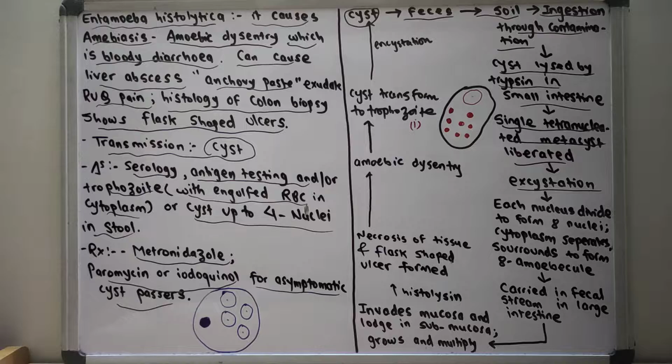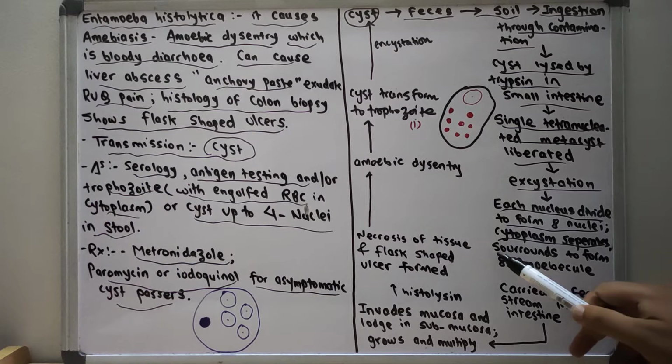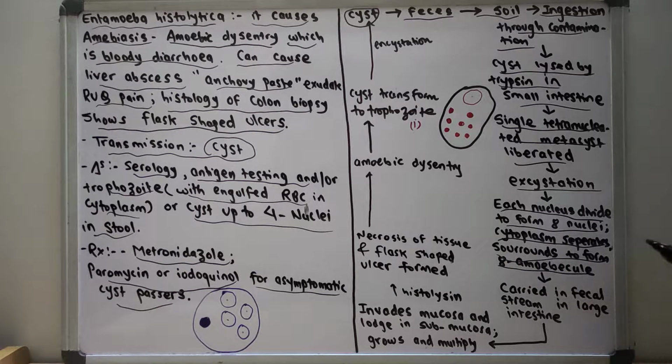and there is excystation of those tetranucleated metacysts, and from those we see each nucleus divide to form 8 nuclei, and the cytoplasm separates those nuclei, and it surrounds them to form the 8 amoebules, and these amoebules are carried in the fecal stream in the large intestine, and in the large intestine it invades the mucosa, and it lodges in the submucosa, it grows and multiplies in the submucosa of the large intestine.